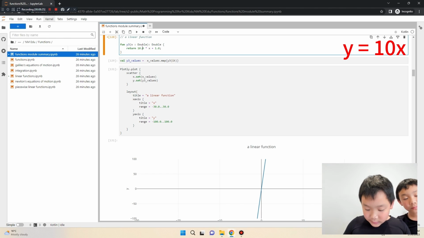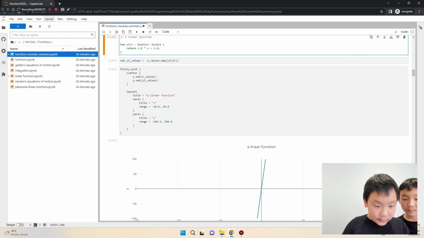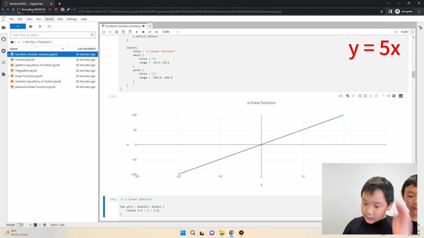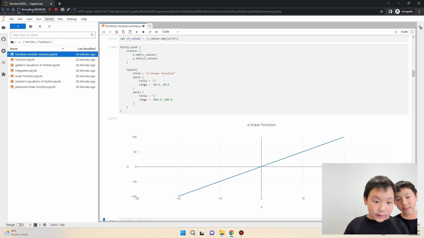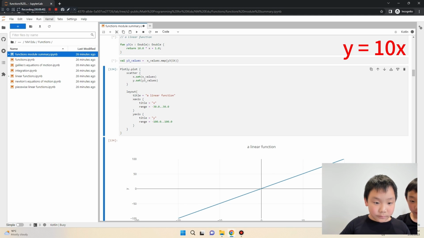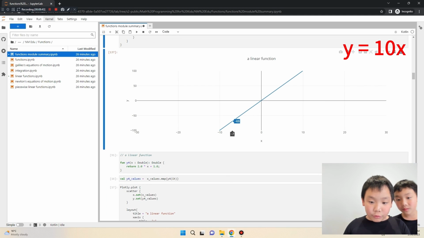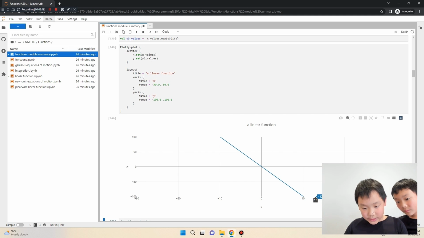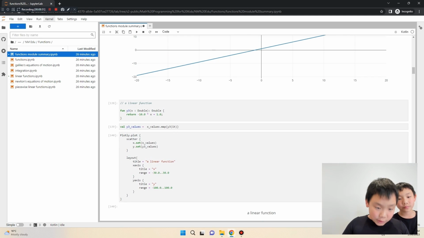So let's say the slope is 5. See, look, now it will slightly rotate in that direction. Let's change to something more obvious, like 10. Now it will rotate more clockwise. If you add a minus, it will basically just rotate the other direction, like this. So that's the slope. That's how you code linear functions.